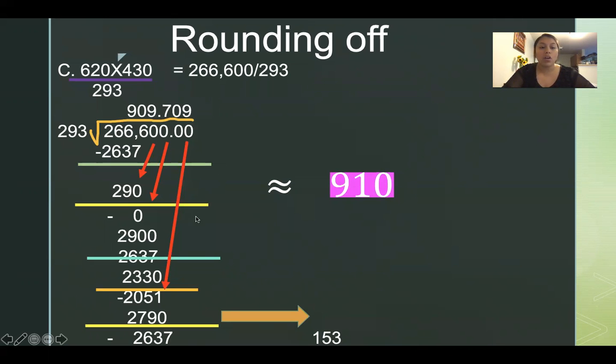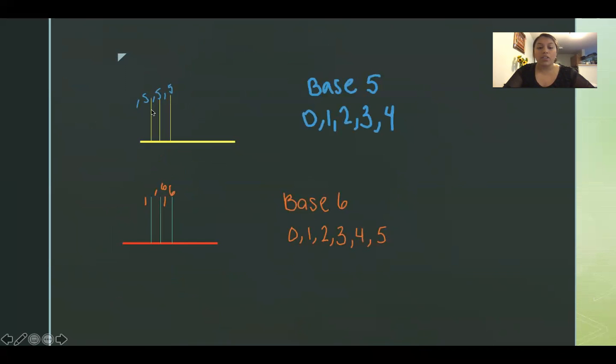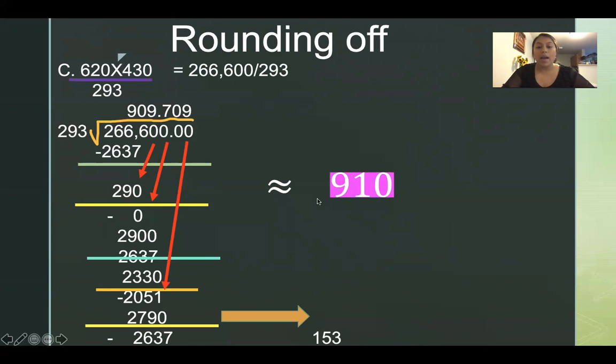When we end up solving and figure out the problems and carrying and regrouping and all, we get 909.709. Since the 7 is greater than 5, we bump the 9 into a 10, and that makes it 910.